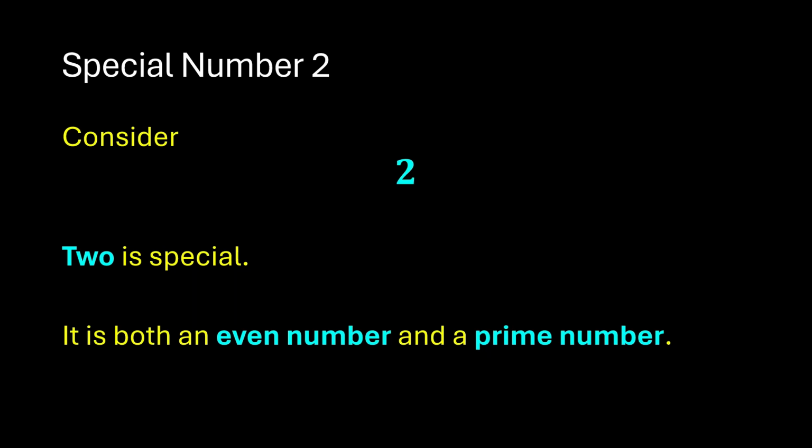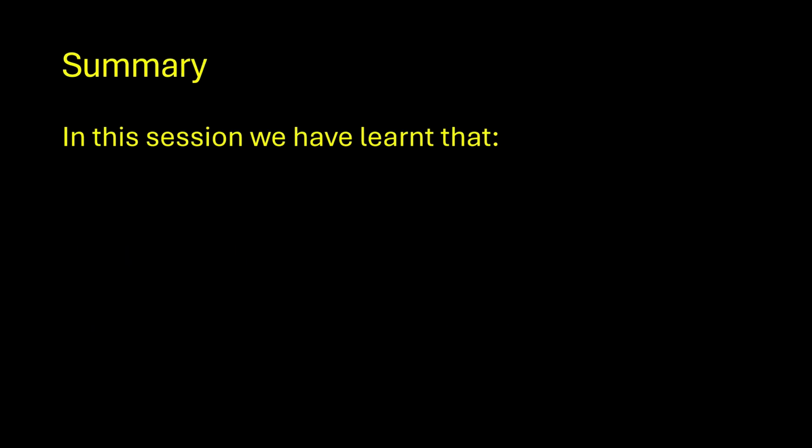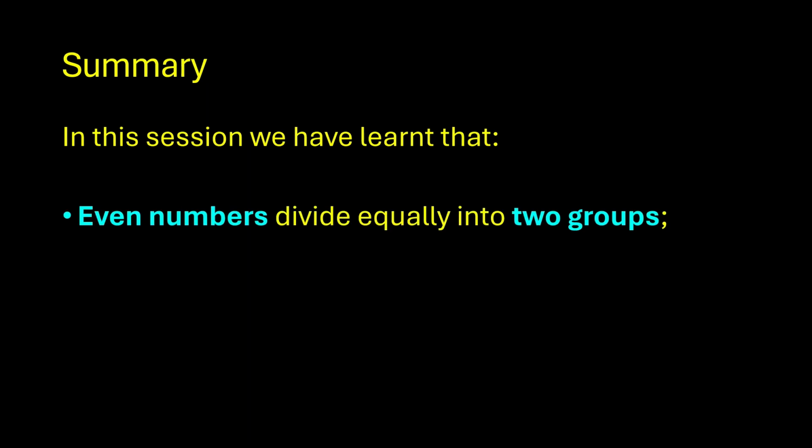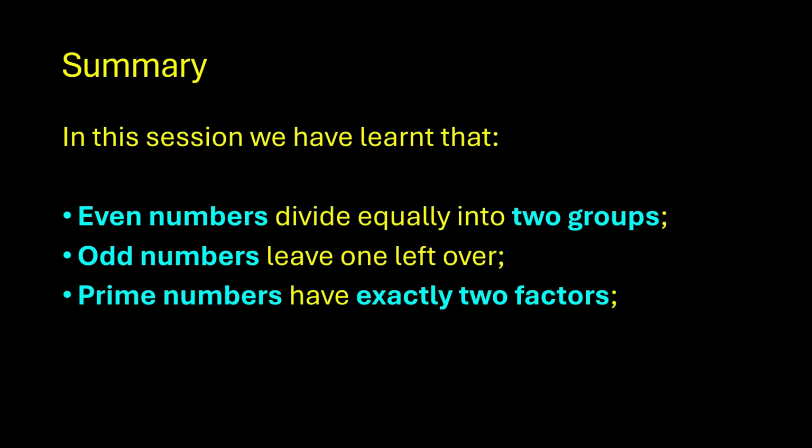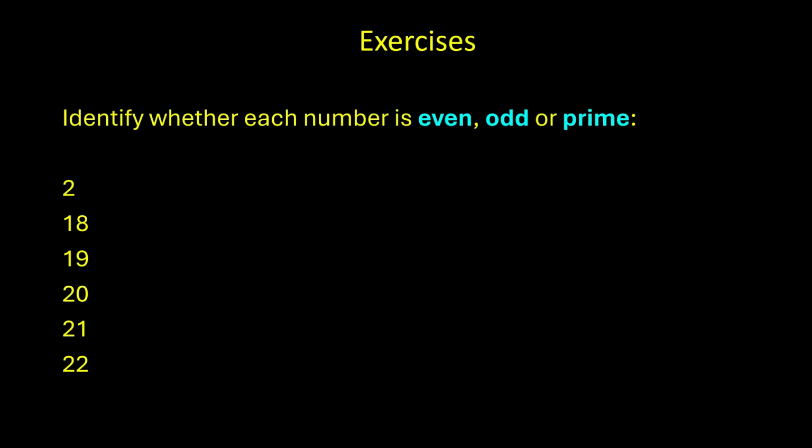Let's now consider the special number 2. 2 is special because it's both an even number and a prime number. In this session, we've learnt that even numbers divide equally into 2 groups. Odd numbers leave 1 left over after dividing into 2 groups. Prime numbers have exactly 2 factors. And 2 is both even and prime.